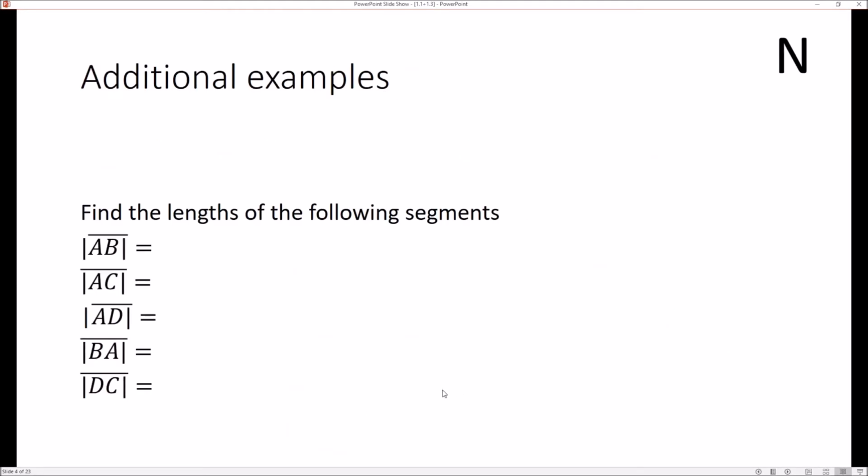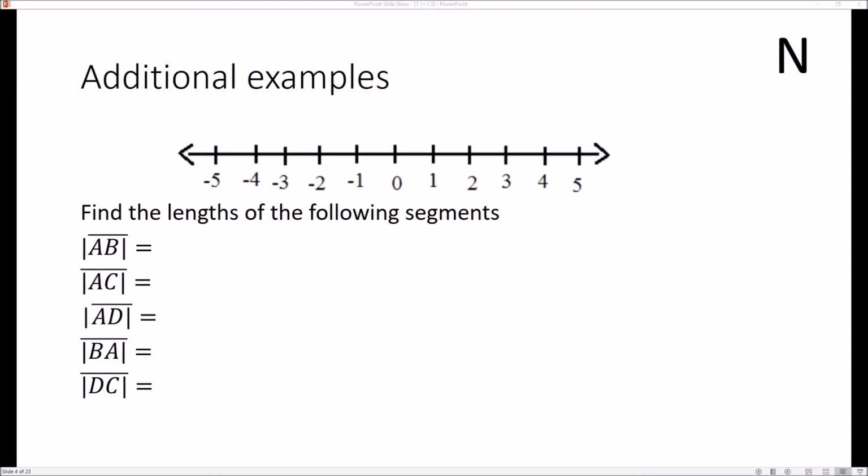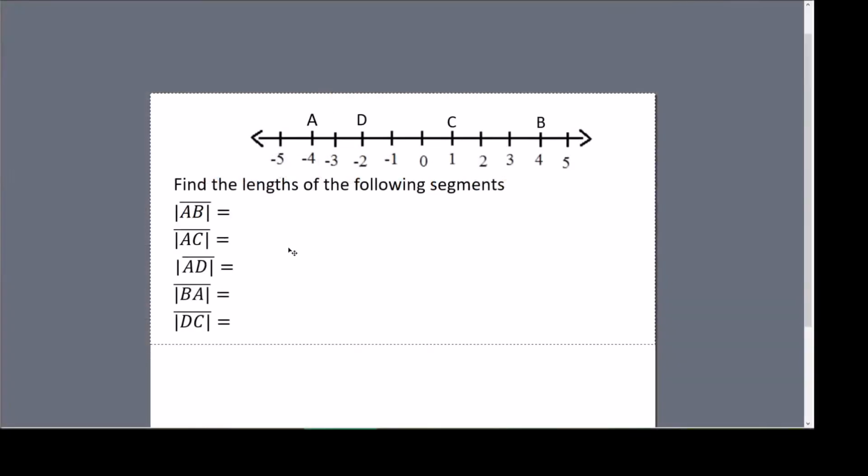So let's look at how to do some of these on example. I'm going to switch them over to the screen. Okay, so to find the lengths of the following segments, we're going to look at this wants to know the length of segment AB. So I'm going to find A and I'm going to find B. B is on the right, so I'm going to start with B. All right, so B's corresponding point on the line is 4. So I'm going to start here with 4.